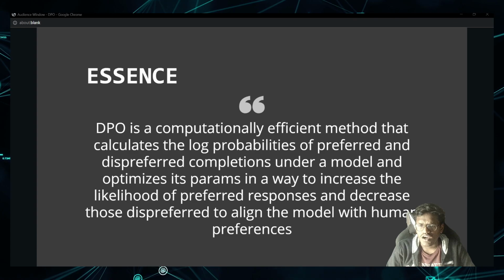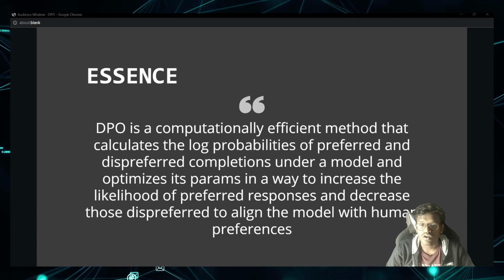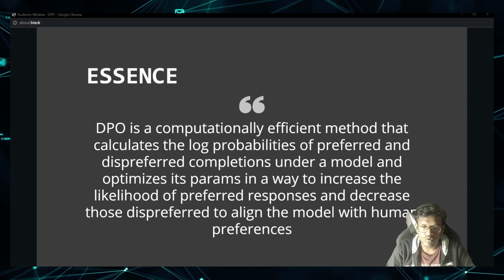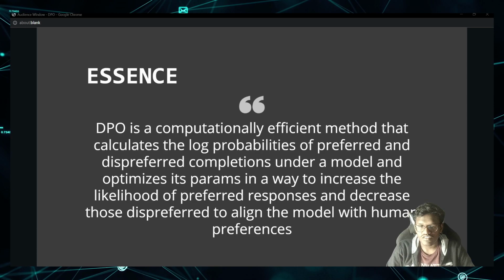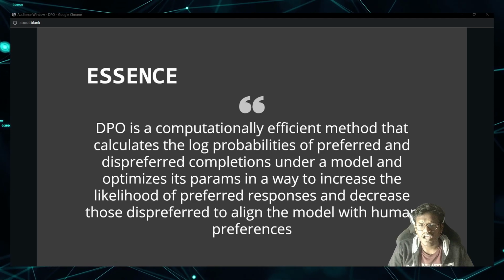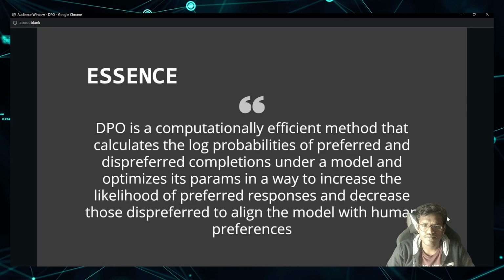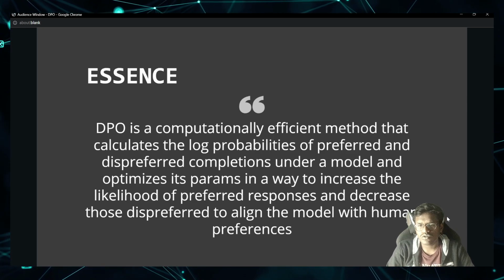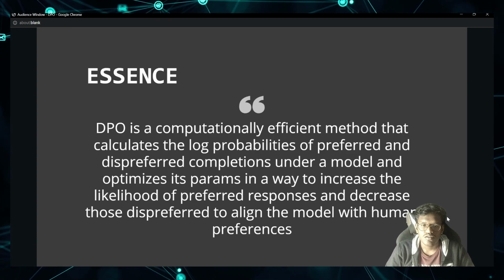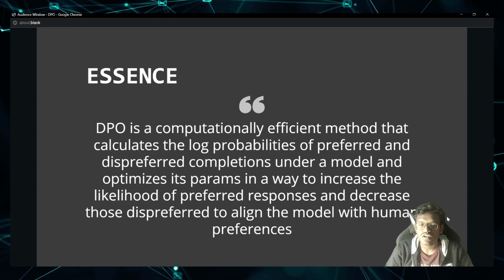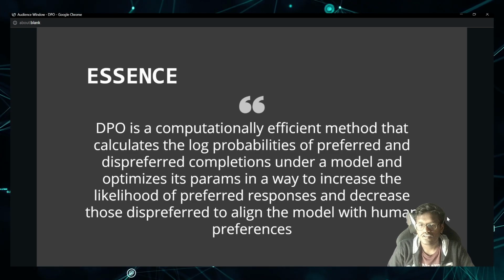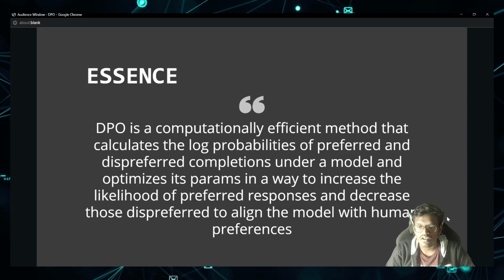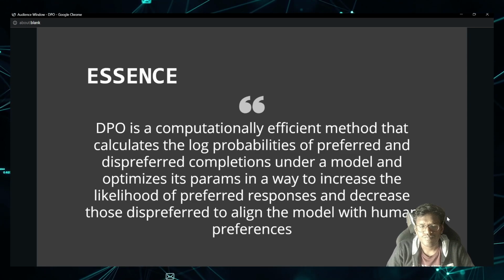Before moving into the abstract, let me say what the essence of this paper is. DPO, which has been proposed in this paper, is a computationally efficient method which calculates the log probabilities of preferred and dispreferred completions. You need not worry about what this essence says. While we complete this video, you'll understand it, and you'll feel that the line makes sense.